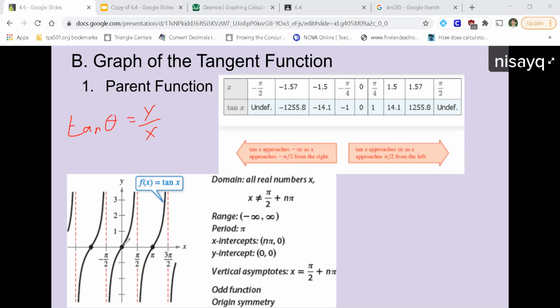Because of those two facts, the period of our tangent function is just 1 pi instead of 2 pi. It only takes 1 pi to get from one asymptote to another and for our graph to repeat. Our asymptotes then happen every pi over 2 plus n pi. So 1 pi over 2, 3 pi over 2, 5 pi over 2, and negative 1 pi over 2, negative 3 pi over 2, negative 5 pi over 2.